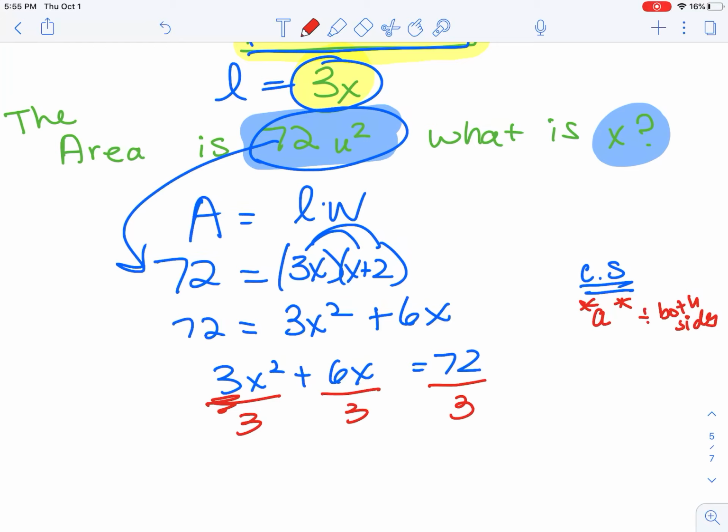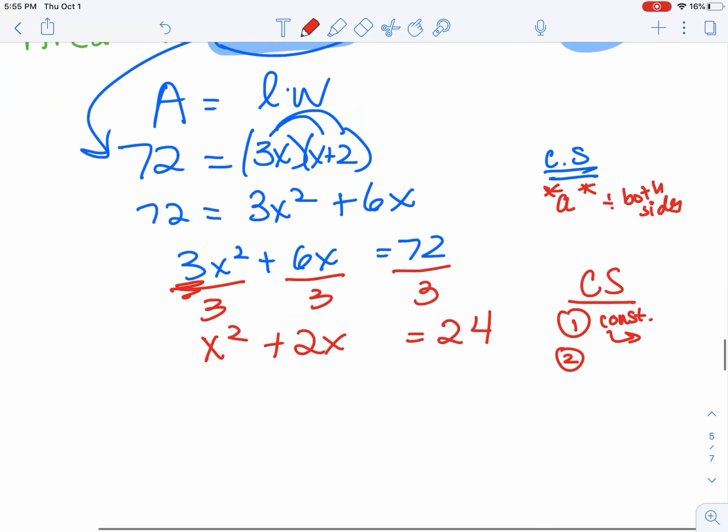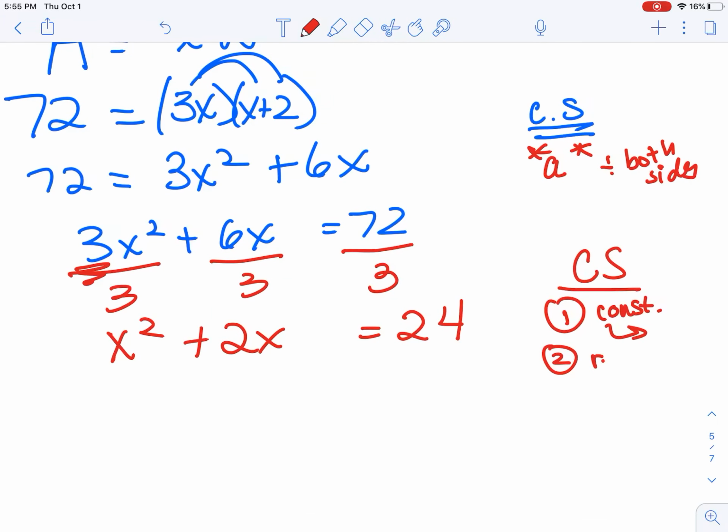And we get x squared plus 2x equals 72 over 3, which is just 24. Now we can do our completing the square steps. Number 1, we're going to bring the constant to the other side, which we did already. It happened to be already there. Step 2 is you're going to rewrite it with spaces, right? So we're going to put our spaces here after the x and on the other side of the equal sign here.